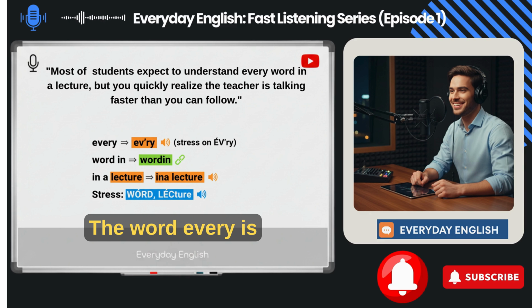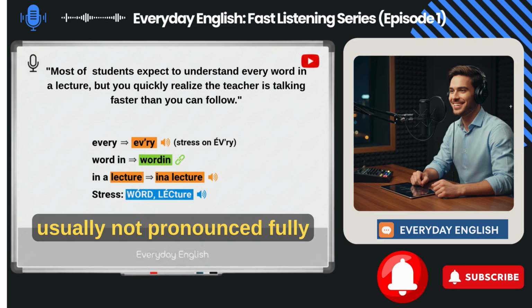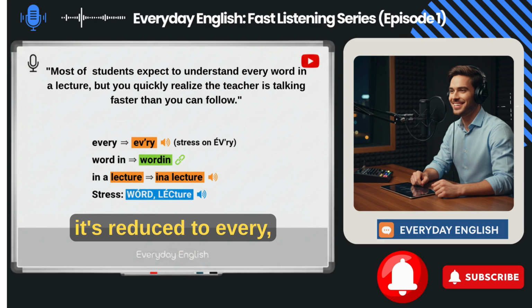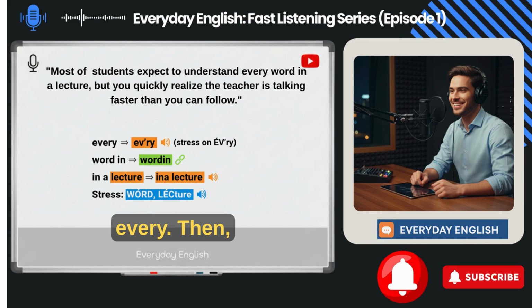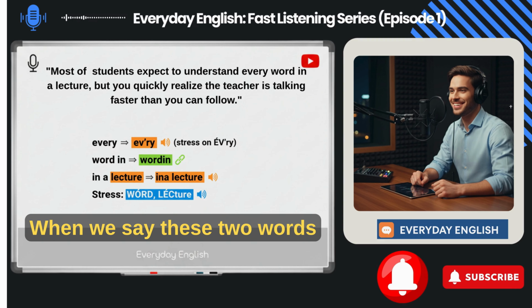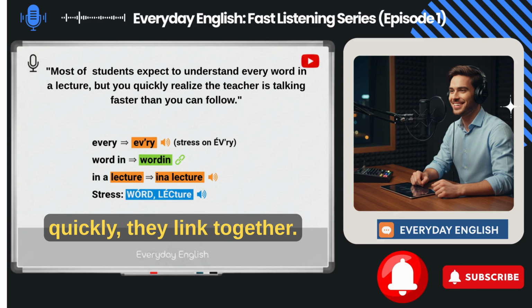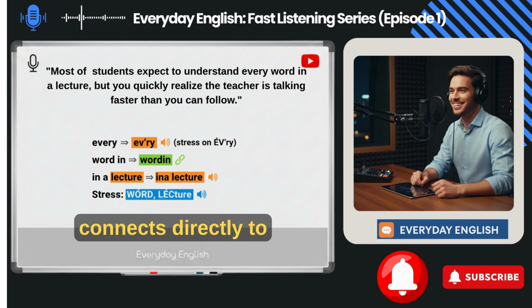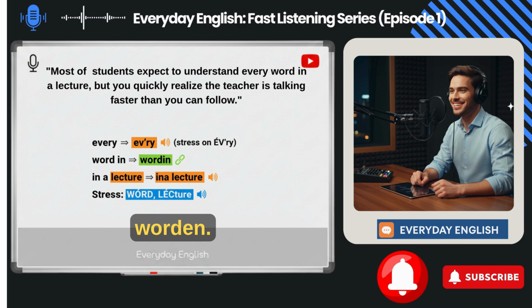Every word in lecture. The word every is usually not pronounced fully as every. In fast English, it's reduced to every. Then, we have word in. When we say these two words quickly, they link together. The D in word connects directly to in. So, instead of word in, it sounds like worden.